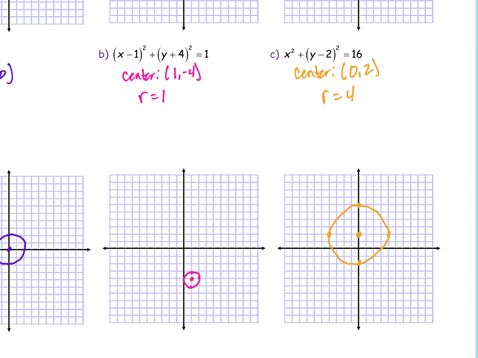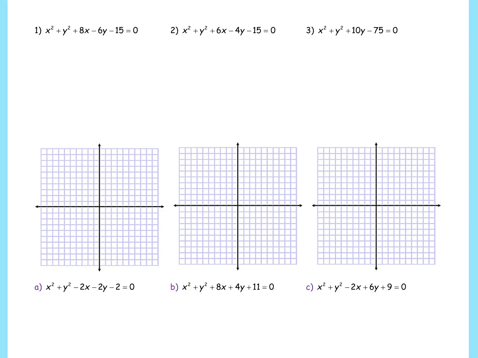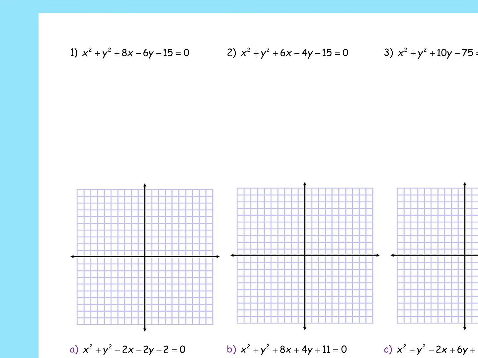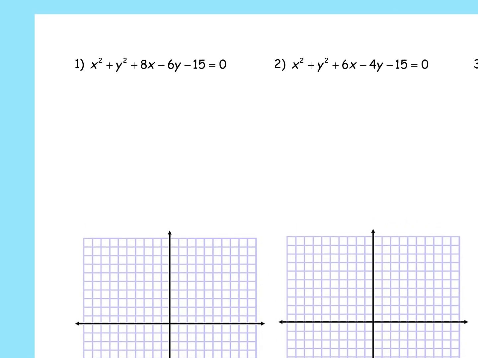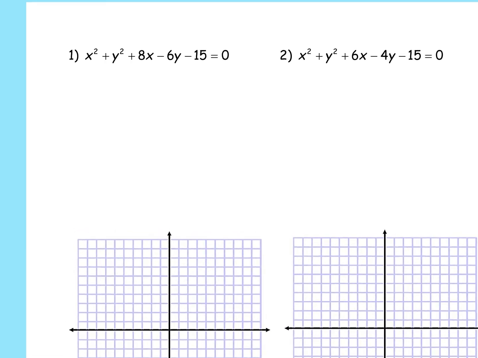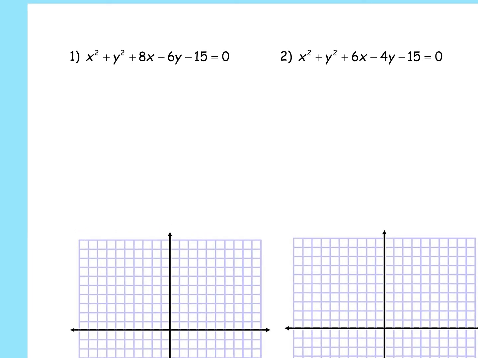Really quick, we did that. Sorry. So the next section, we've changed it a little bit. Look, we still have to find the center, and we still have to find the radius. But look at my equation that they've given me now. It's all jacked up, right? So I need to put the equation into the right form.